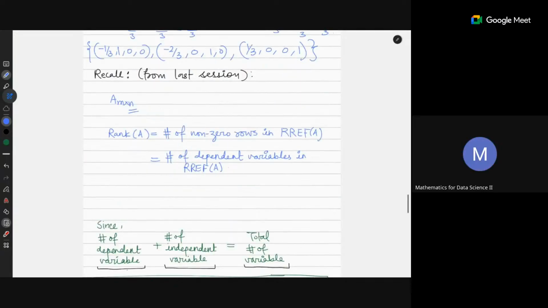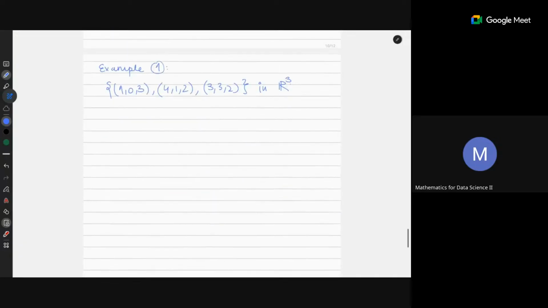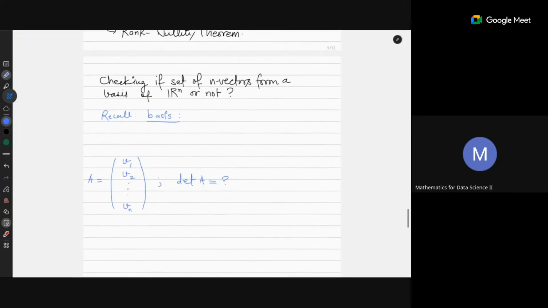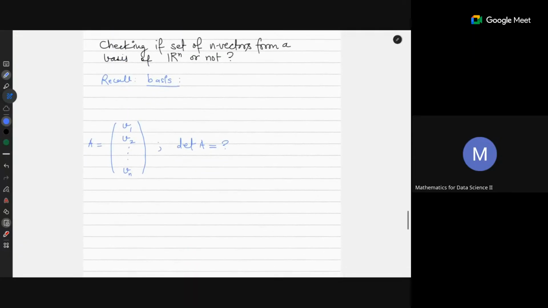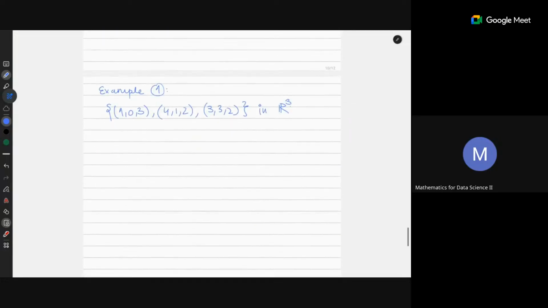All right. Now let's move on to the last topic of today's discussion. The simplest topic of today's discussion is checking if a set of n vectors forms a basis of Rn or not. Suppose you have 3 vectors given in R3. How do you check whether they form a basis or not? Anyone want to guess? We need to use determinant.